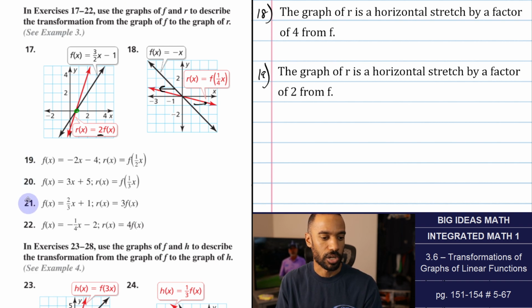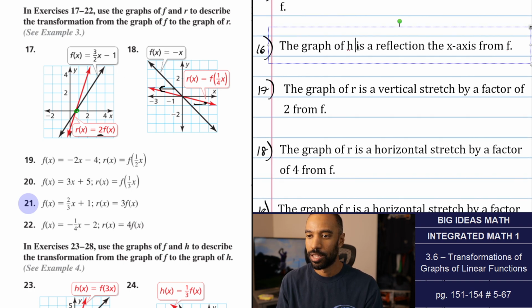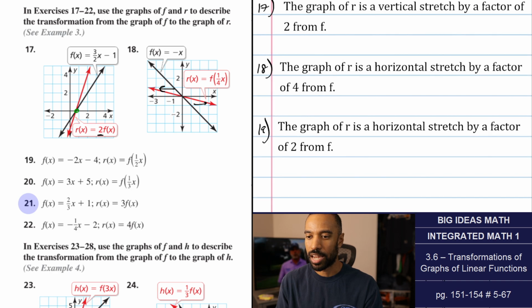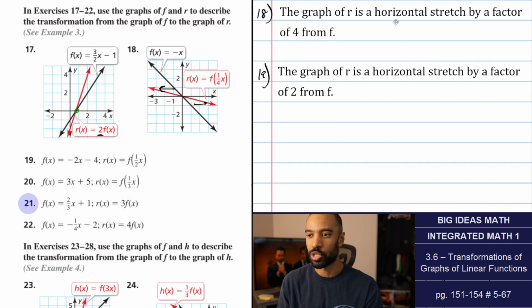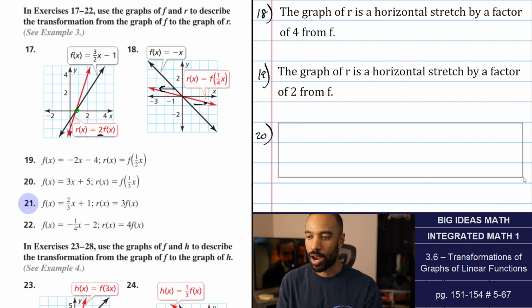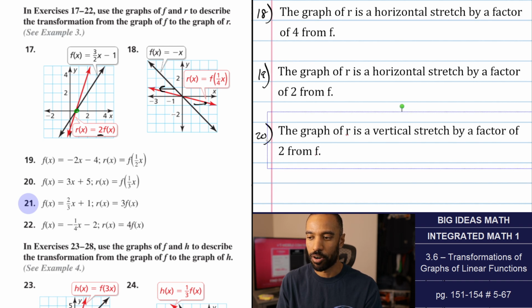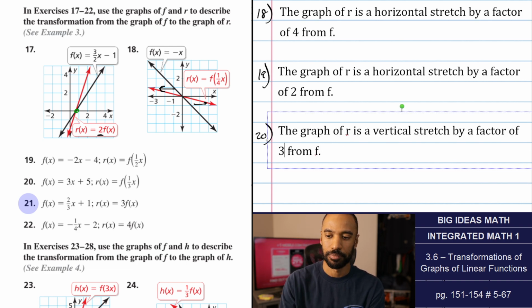Number 21 is a lot like number 17, only instead of a 2, it's a 3, right? Again, whatever the function is what it's going to be, and we're about to triple their heights. Their y values are about to go 3 times bigger. So this is where I don't have to type a lot. It's already typed. It's a vertical stretch by a factor of 3 from f.